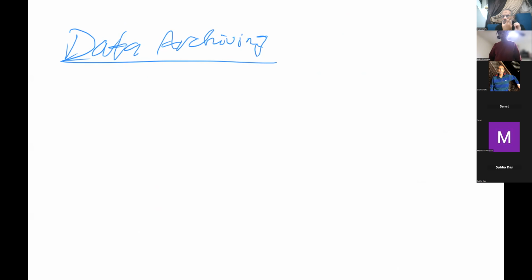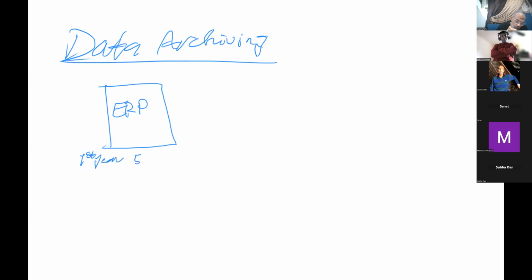Then we have data archiving. What is data archiving? It is a very important concept, gentlemen. Why? Usually, if you have a production server, for example running an ERP application, you have some data, and every year the data increases by 50G. So the first year 50G, the second 100G, the third 150G.